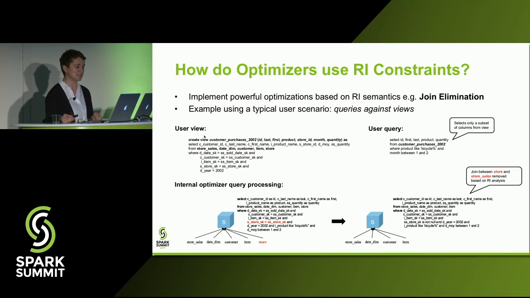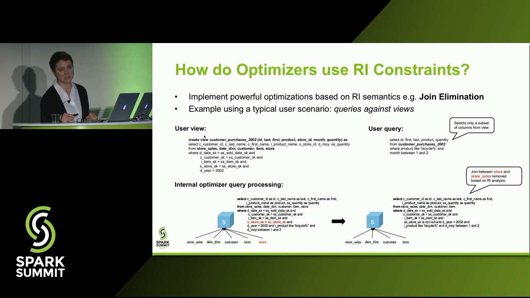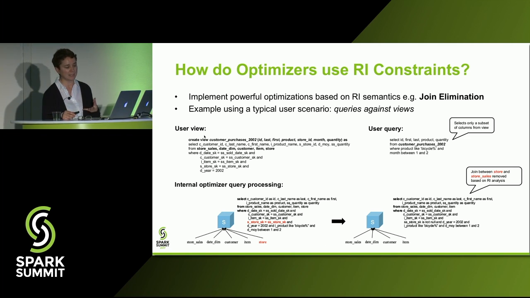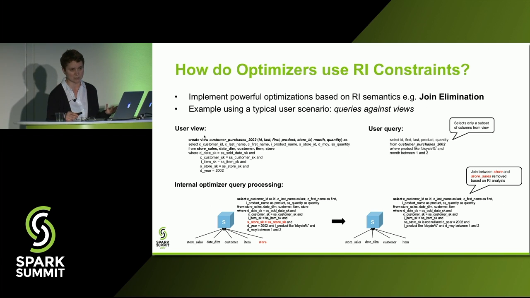This simple view lists the customer purchases in a certain year. The view joins the store sales fact table and the dimensions customer, item, and store. The tables are joined using primary key, foreign key, referential integrity joins. If we only select a subset of the columns from the view, for example, we are only interested in the items sold and not the specific store, internally the optimizer will first merge the view into the user query, and then based on the primary key, foreign key analysis, will prove that the join between the store sales and the store table is not necessary, and therefore it will remove the table store.